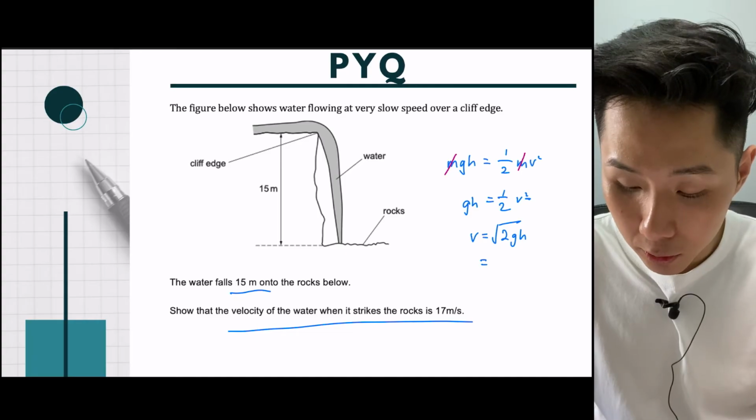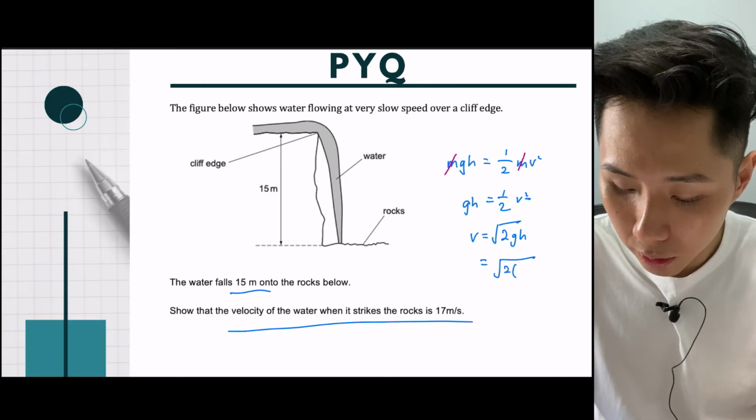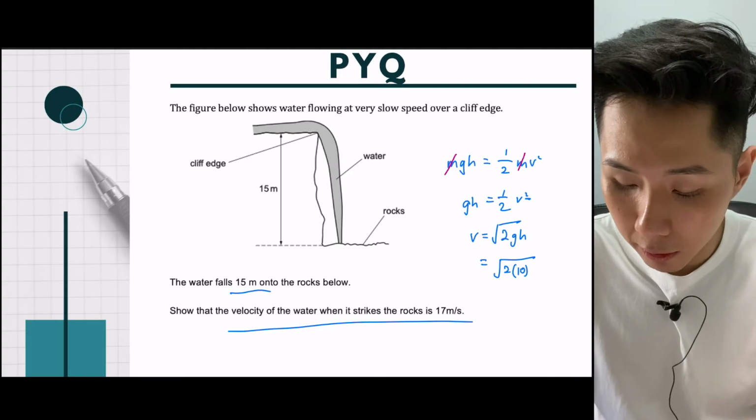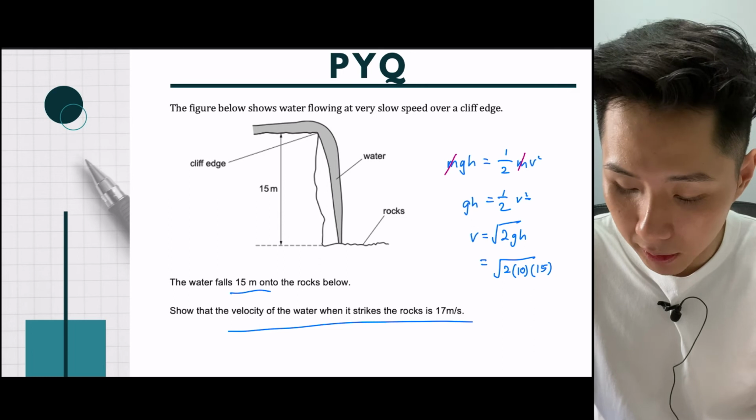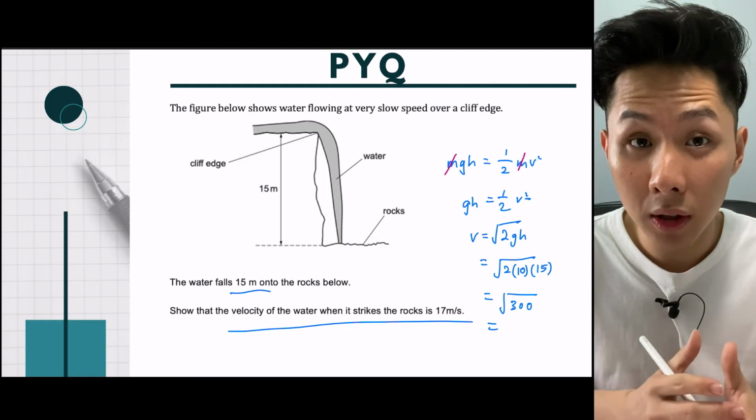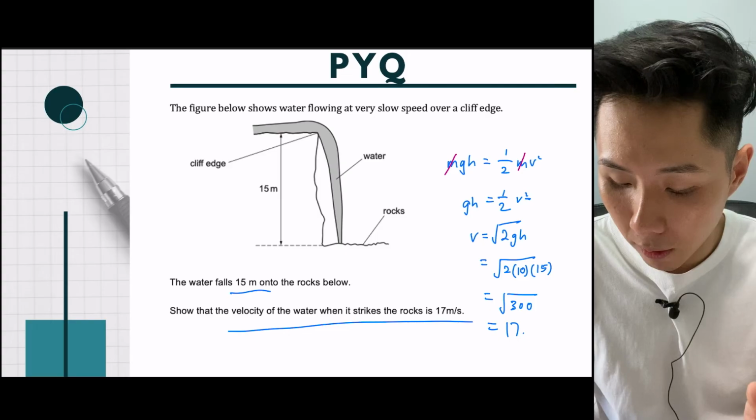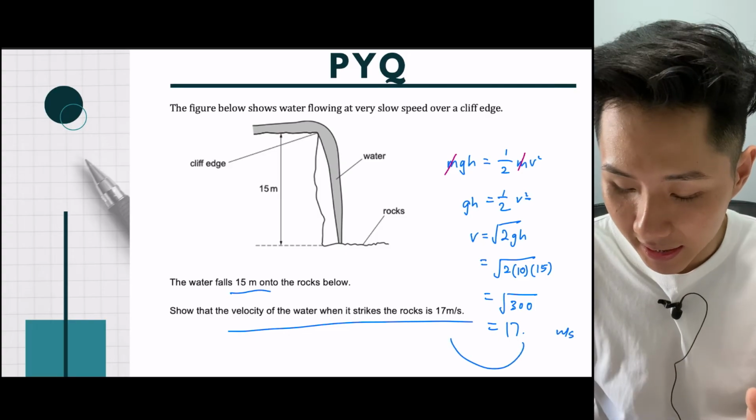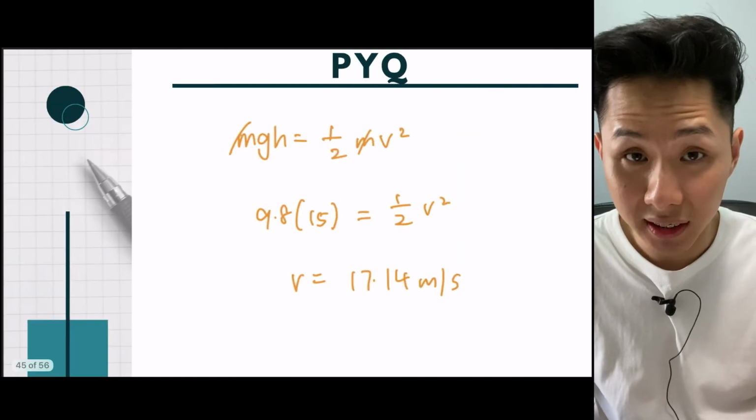And to show that v is 17, I simply plug in all the values I have. 2 multiplied by g, which I will use 10 here for simplicity's sake, and h, which is 15 meters. I'm going to get 20 times 15, so 300. And if I plug the square root of 300 into a calculator, you should get 17 point something meters per second. And that's how we show that the velocity of the water is 17.